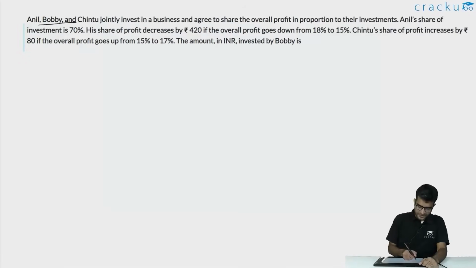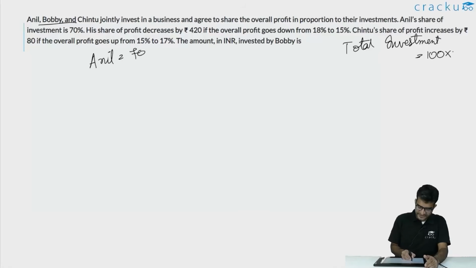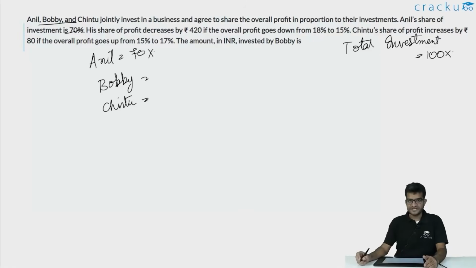In this question, we are told that there are three people, Anil, Bobby and Chintu. They invest in a business. Let us assume that the total investment is equal to 100x. Anil's investment is 70%, so Anil invested 70x. We don't know how much Bobby and Chintu invested, but we know that Anil invested 70%.